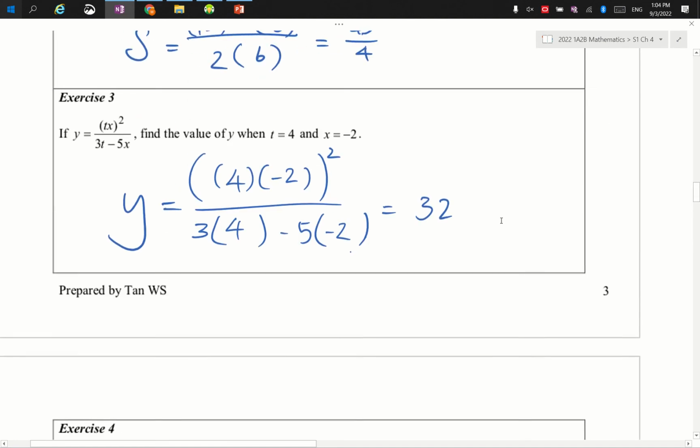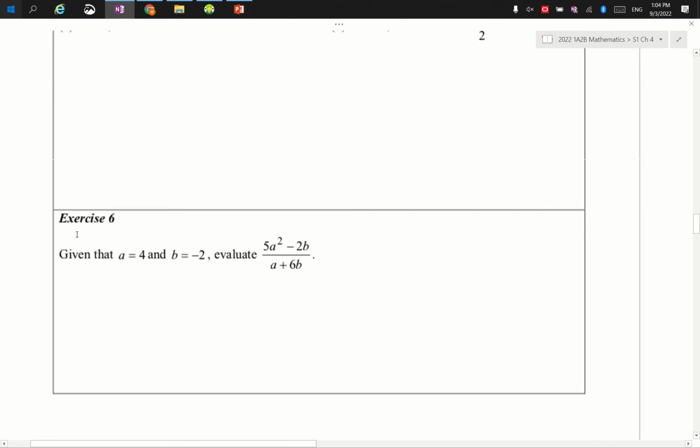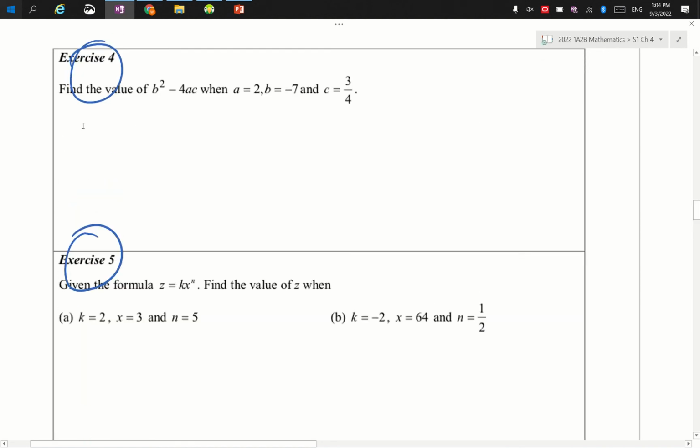Okay, your homework for today is to do exercise 4, exercise 5, exercise 6. Just follow the method. Change all the letters to become brackets. Okay, so exercise 4, 5, and 6.